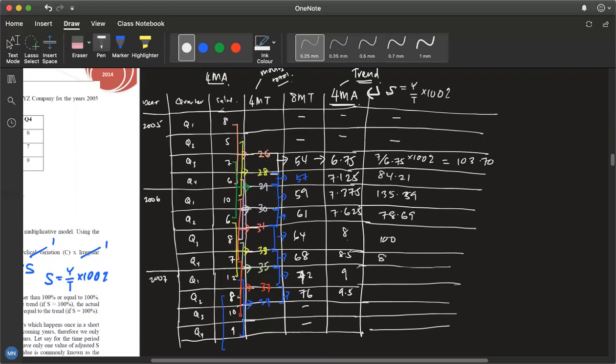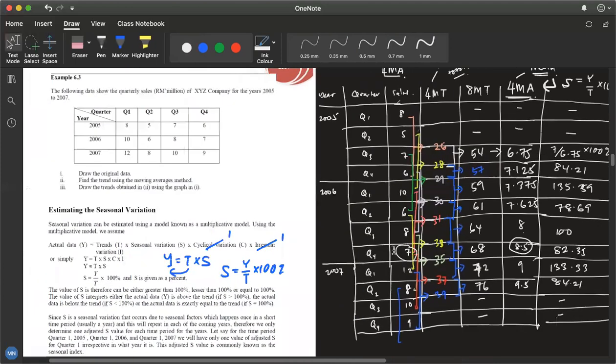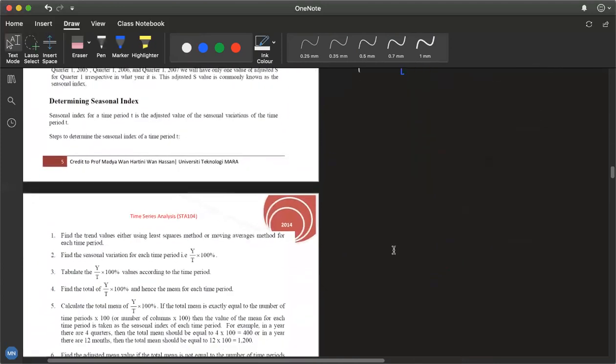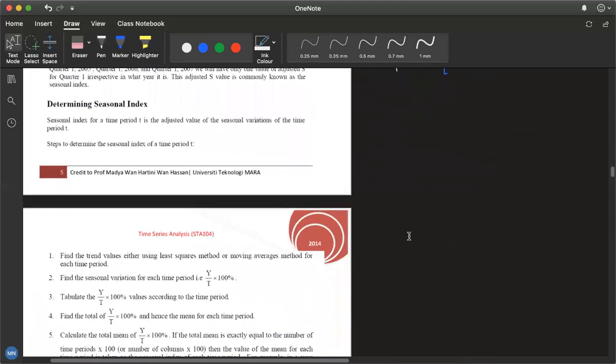And this one is 82.35, where 7 divided by 8.5 multiplied with 100% equal to 82.35. And this one is 133.33, and the last one is 84.21. And the last value, there are no value. Right. So since we already calculate the seasonal variation, now we want to determine the seasonal index.